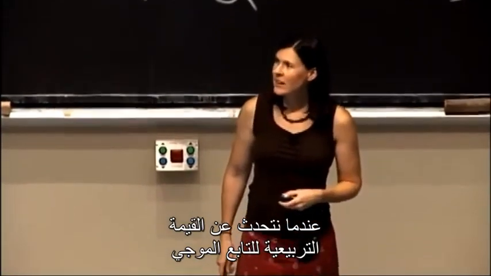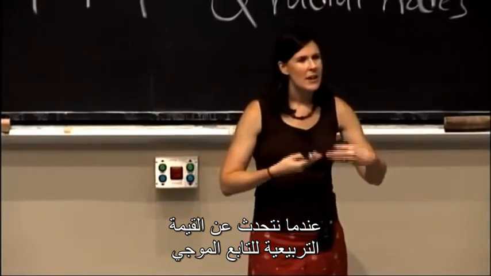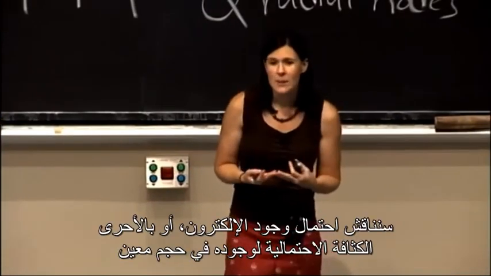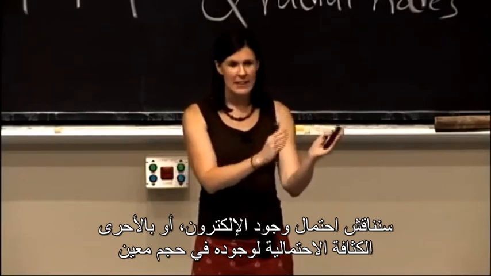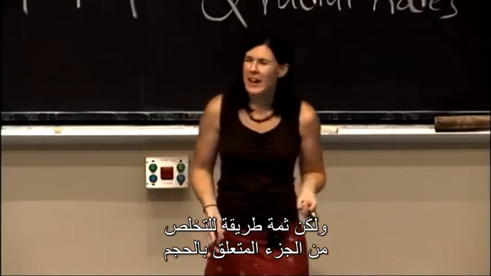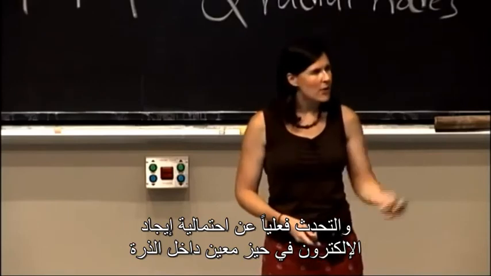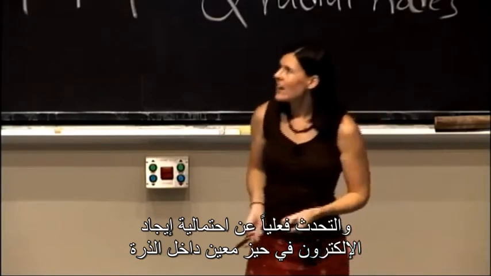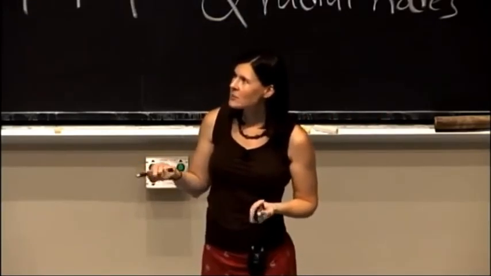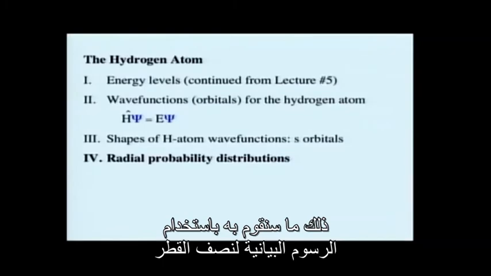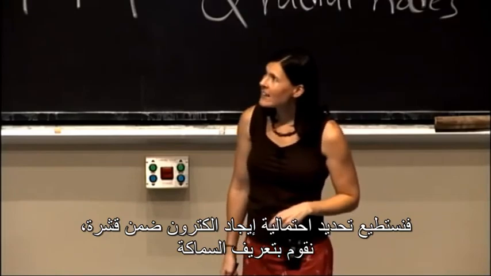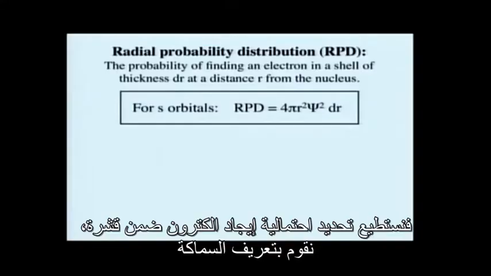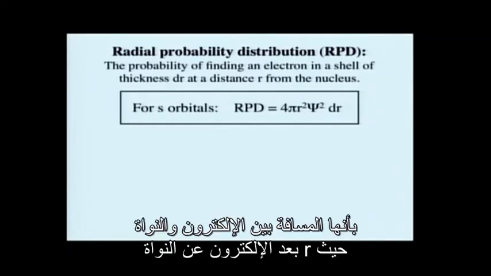But we can also think when we're talking about the wave function squared, what we're really talking about is the probability density, right? The probability in some volume. But there's also a way to get rid of the volume part and actually talk about the probability of finding an electron at some certain area within the atom. And this is what we do using probability density or radial probability distribution graphs. And that is the probability of finding an electron in some shell where we define the thickness as dr, some distance r from the nucleus.